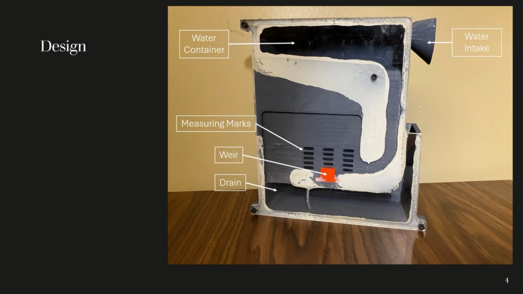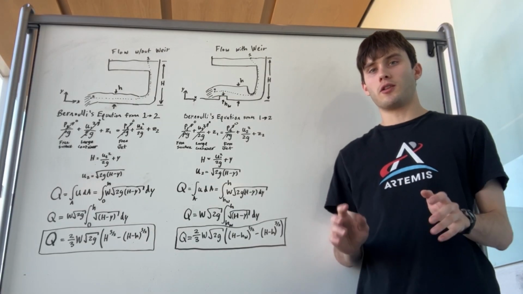Our design for this project includes a water container, which will contain enough water to get consistent flow for a longer period of time. The container is then flipped to the orientation shown in the photo, which allows water to flow through the channel and get consistent laminar flow through the weir and into the drain. We can then measure the change in height of the water using the measuring marks, which will allow us to measure the flow rate. The weir is also replaceable, which will allow us to change the shape while keeping everything else consistent. Here's a brief overview of the math for our demo.